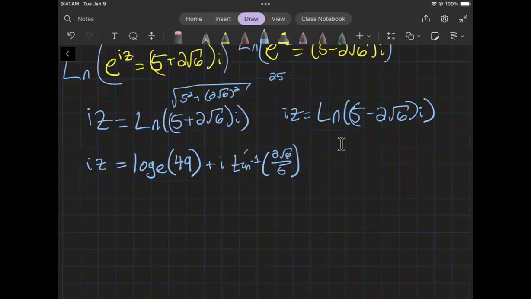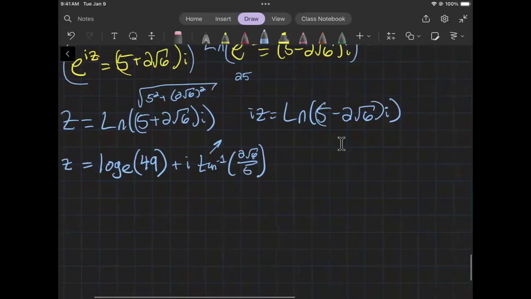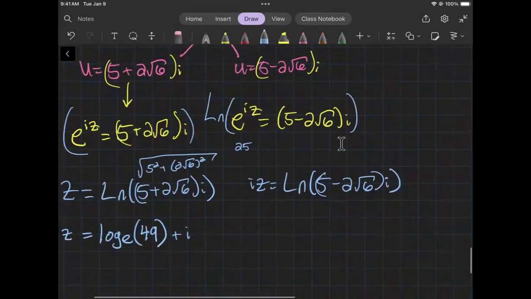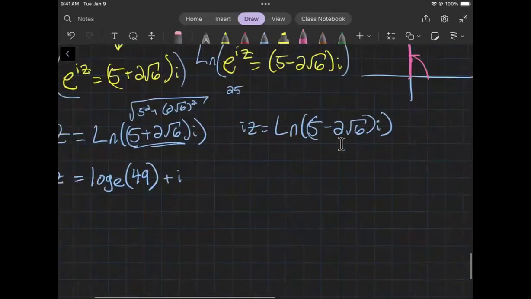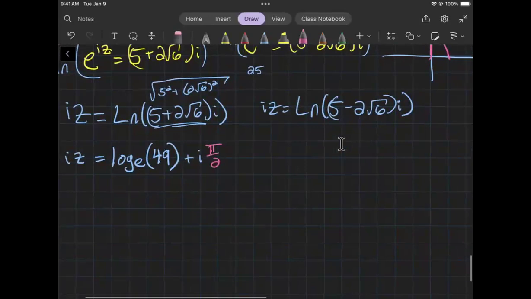Okay, so we want this value to be between minus pi and pi, right? Oh, okay, I made a mistake. It's 5 plus 2 root 6 i, so the real component is 0. So this would have an argument of pi over 2, right? It's a point that's on this quadrantal angle, so its argument is pi over 2.